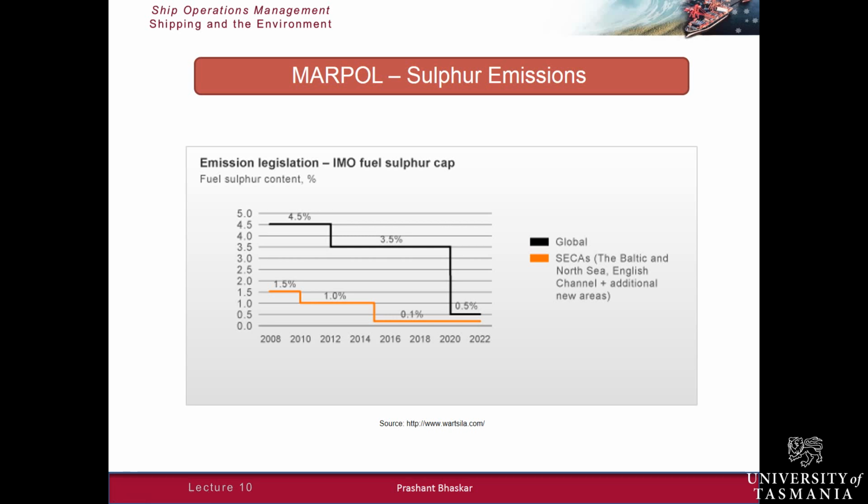Now, of course, the sulfur emissions can be reduced by decreasing the sulfur content of the fuel used, but you can also physically remove sulfur from the exhaust gases, or ships can change fuel. For example, use natural gas as fuel rather than sulfur-containing fuel.